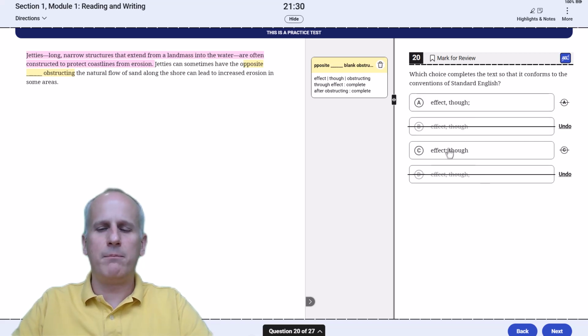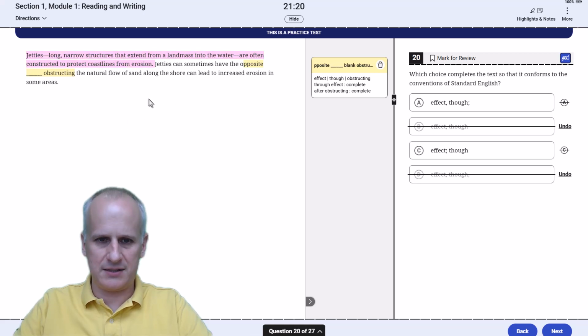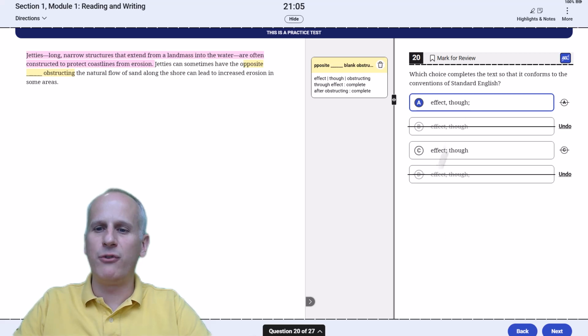Should the though be contrasting the obstructing against the beginning part of this sentence, or should the though be contrasting the first part of this sentence against that previous pink sentence? And we should know that this jetties can sometimes have the opposite effect. That is describing what's going to happen with the natural flow. The opposition is going up against that pink highlight. So we need the though before the semicolon.